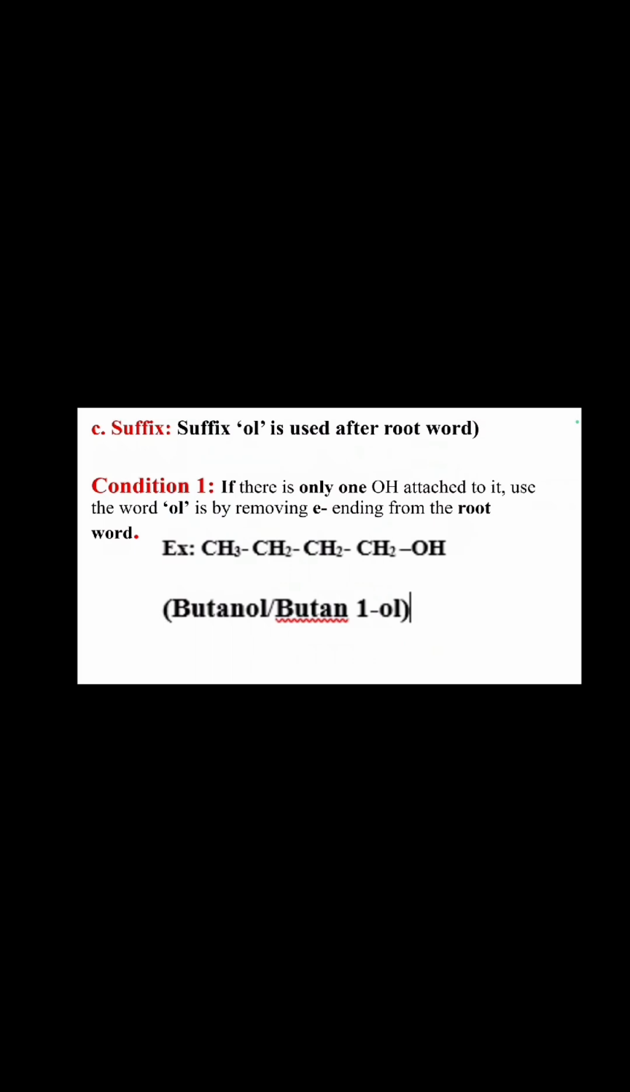In the suffix, we usually use OL after the root word. And there are two conditions again. If there is only one OH group attached, then E is replaced with OL. So in this example, it can be butanol, or it can be butan-1-ol, if there is only one OH attached.